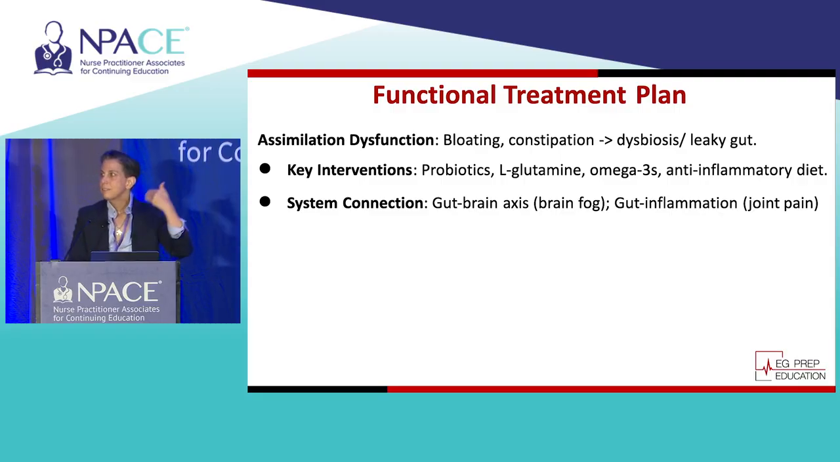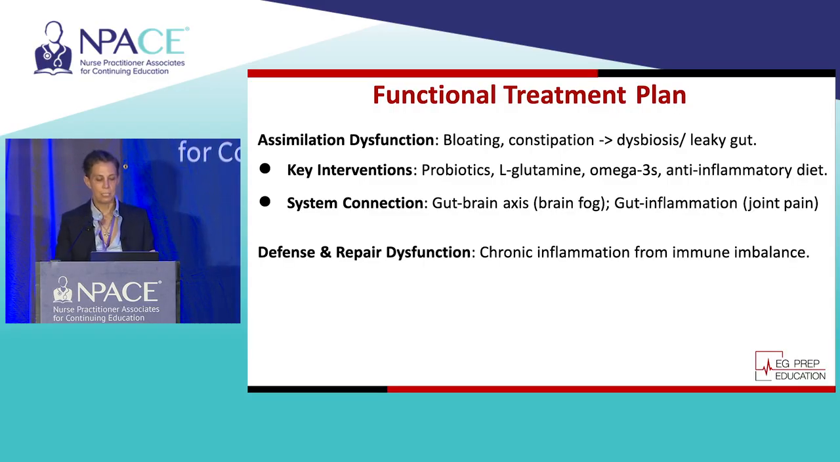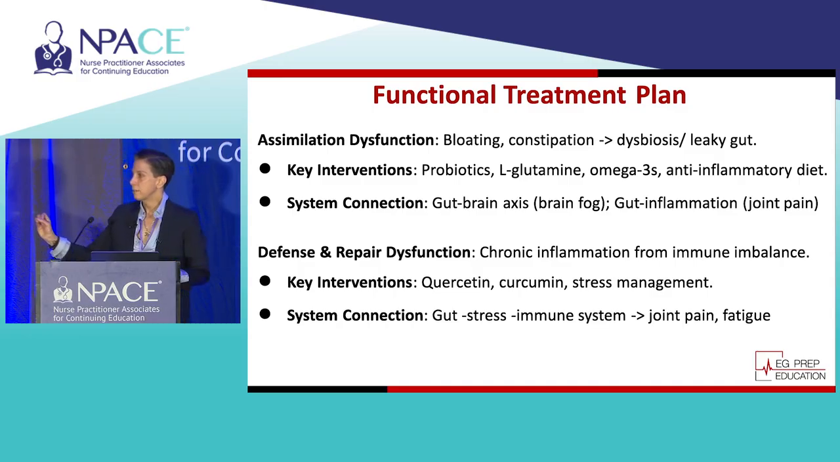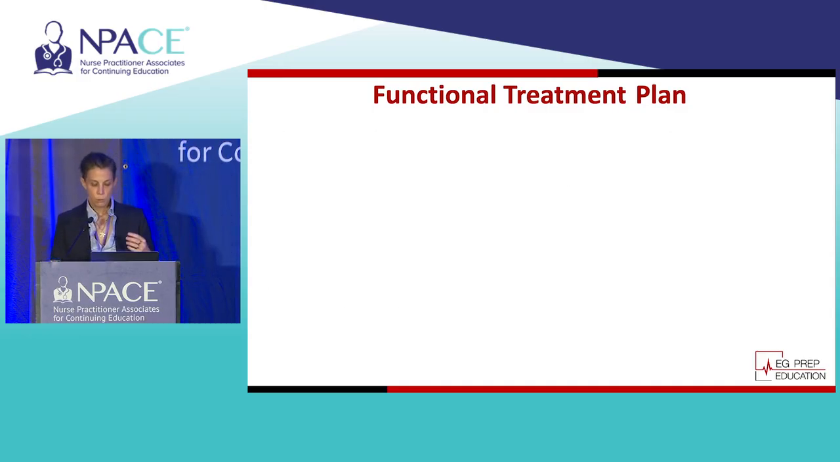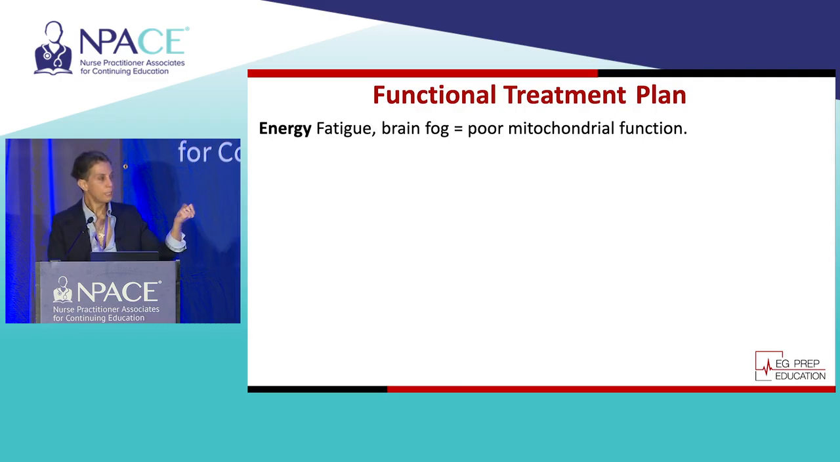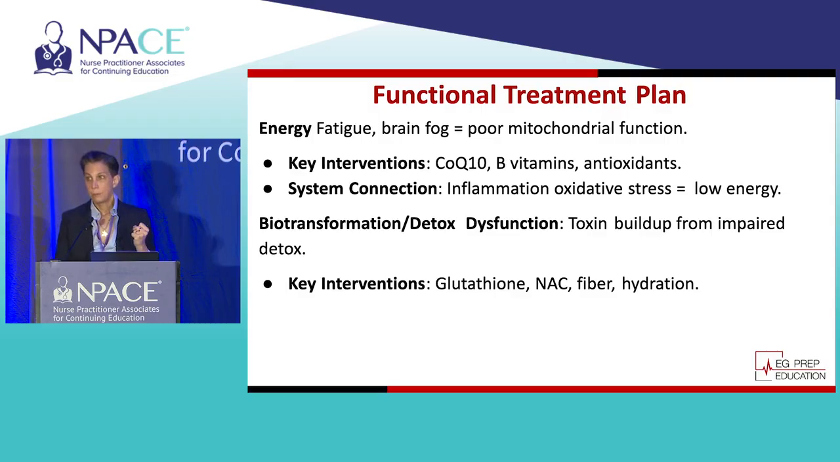So we get a sense that the treatment plan changes, right? We're going to give him probiotics to treat his assimilation. We're going to fix the chronic inflammation with specific anti-inflammatory supplements because we know that the gut, the stress, and the immune system are all connected. Energy: we're going to help him with his mitochondria, and we're going to help him detox.